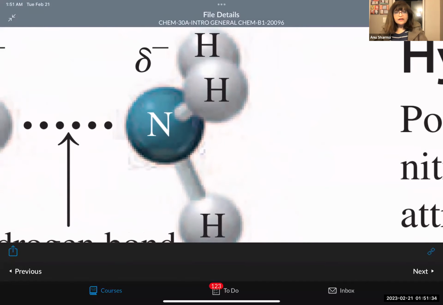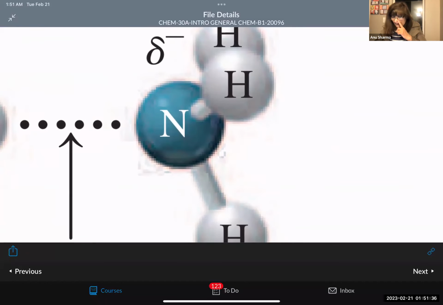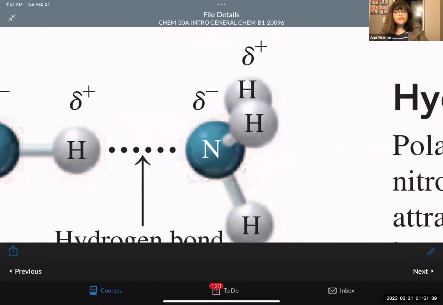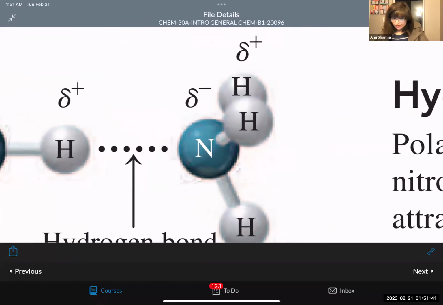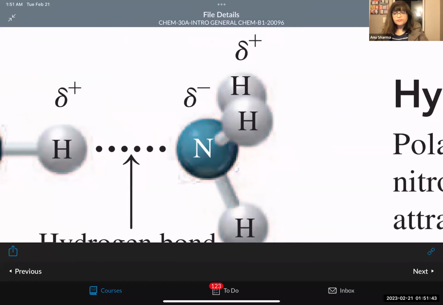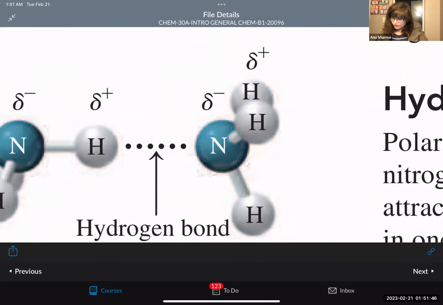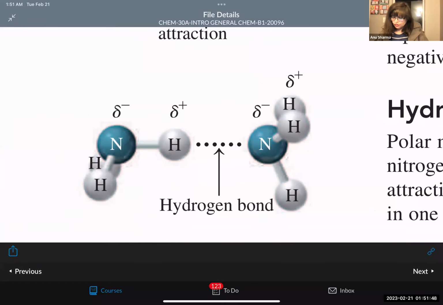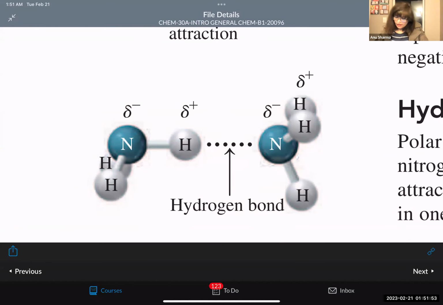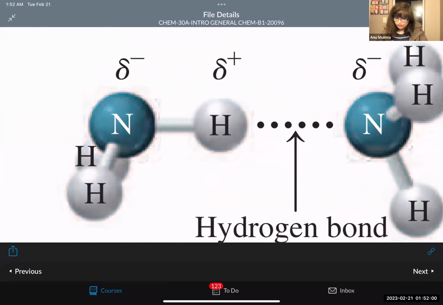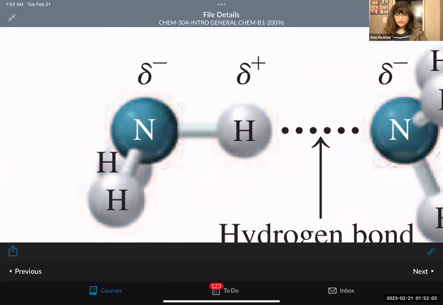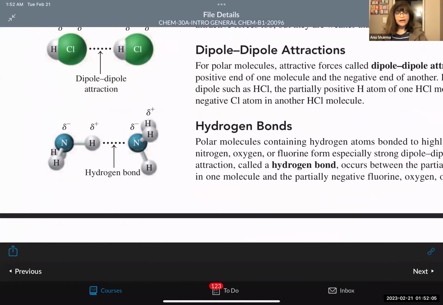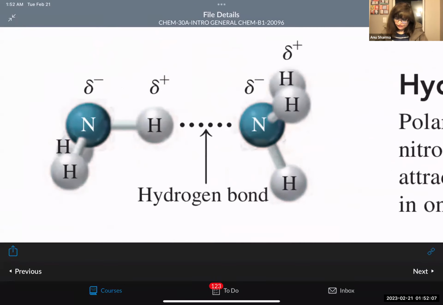So if you look at that, the hydrogen is less electronegative, so each of the hydrogens will have a delta positive charge. Nitrogen will have a delta negative charge because it's more electronegative, so these are polar bonds. Besides that, nitrogen also has a lone pair. Now, the lone pair of one is attracted to the positively charged hydrogen of the neighbor. So it's always the lone pair on the central atom that influences all these things.